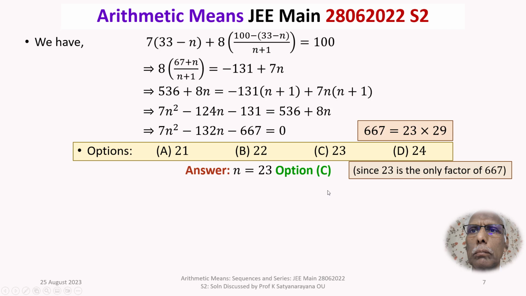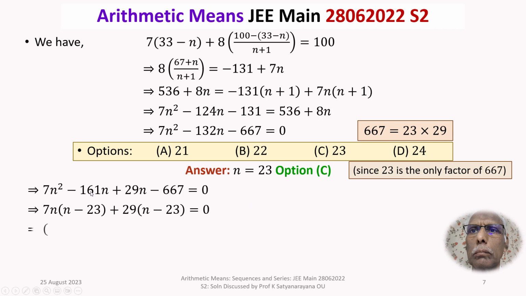That is the detailed discussion of the solution of this problem. We can stop here. But suppose a student says, no sir, I do not want this, I want to factorize. So the factorization is shown below. The factors are n minus 23 into 7n plus 29, and n is equal to 23, and n is equal to minus 29 by 7 is rejected because n is a positive integer. The answer is n is equal to 23. Therefore, the answer to this question is option C.